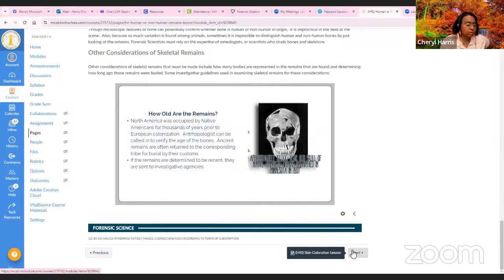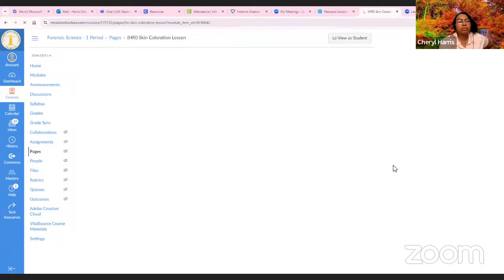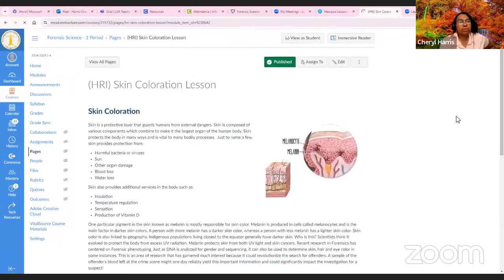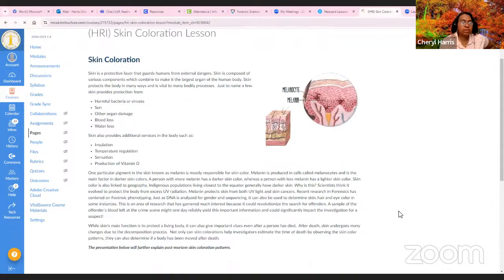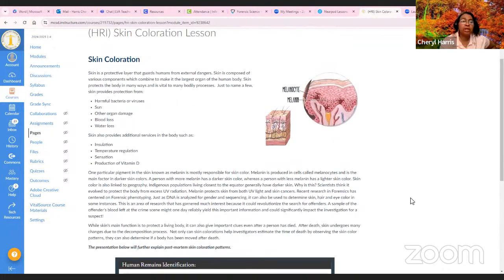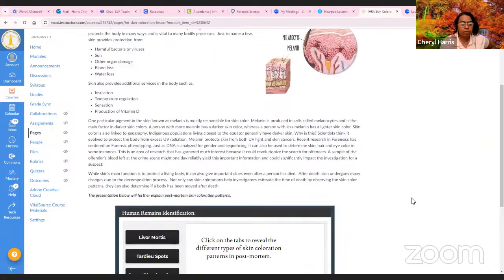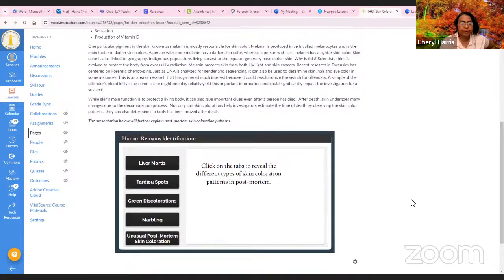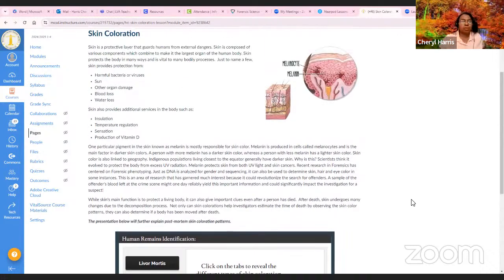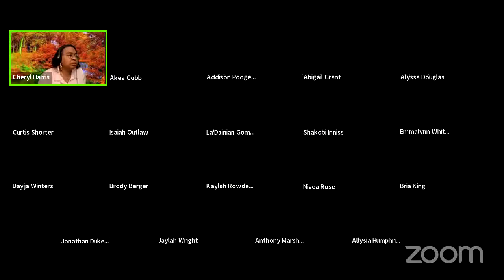All right, we got time to go forward. All right, so let's look at this one. Skin coloration. So if you hadn't had a chance to read this over, take about 5 minutes to read that over, and then we'll look at this one down here.